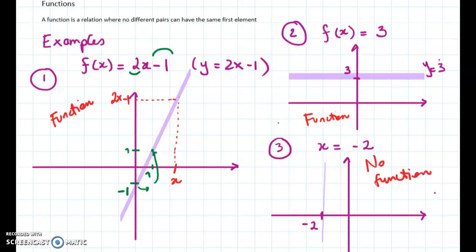So vertical lines are examples of relations that are not functions. So we have over here 3 examples. 2 of them are functions and the third one is not.